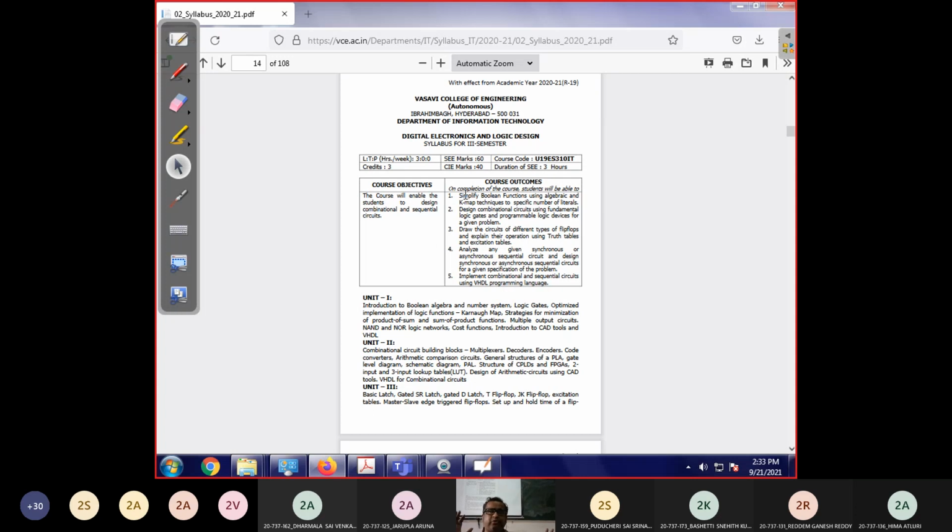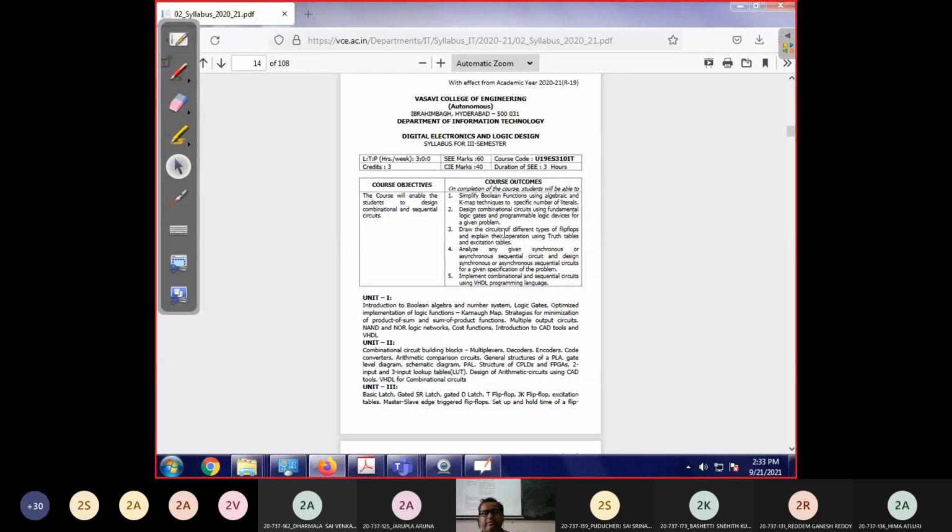Given a Boolean expression, how can you minimize it so that the circuit can be implemented with fewer gates? That will be the first outcome: how can you reduce the number of inputs, or the number of gates, for a particular circuit to be designed? Given any Boolean function, you should be able to implement it with a reduced number of bits. That is the first outcome you need to achieve at the end of the course.